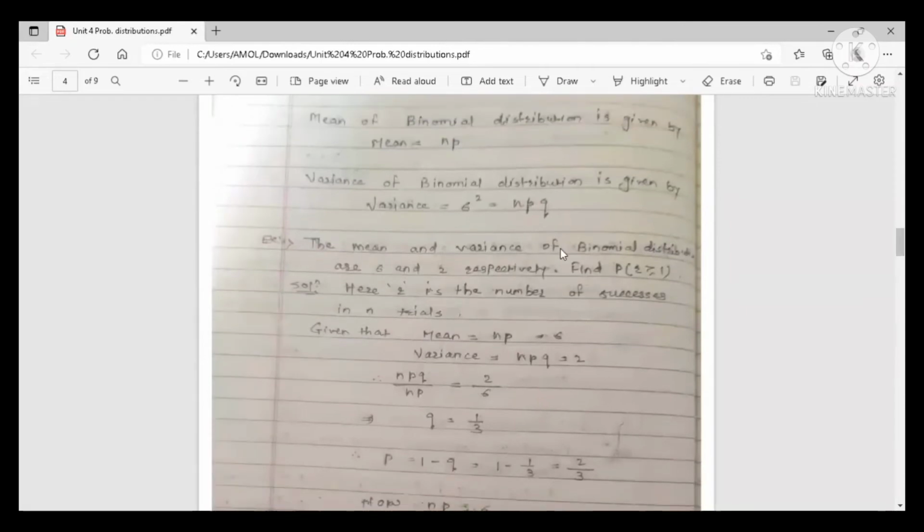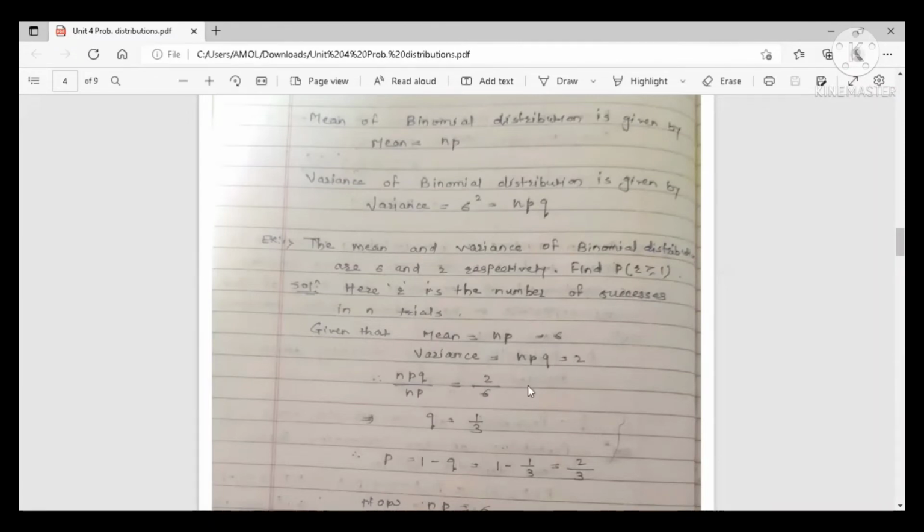Now the example: the mean and variance of a binomial distribution are 6 and 2 respectively. Find probability R greater than or equal to 1. Here, R means the number of successes in n number of trials. You know, mean and variance are given, mean is 6. And the formula for mean is n into p, its value is 6. Variance is also given, its value is 2. Variance is equal to sigma square is equal to n into p into q is equal to 2.